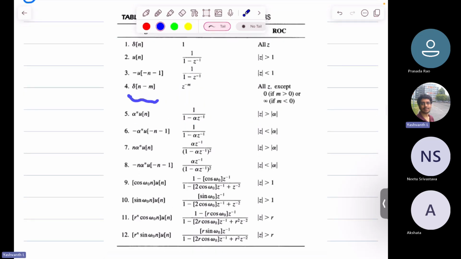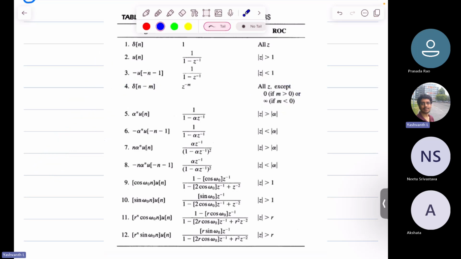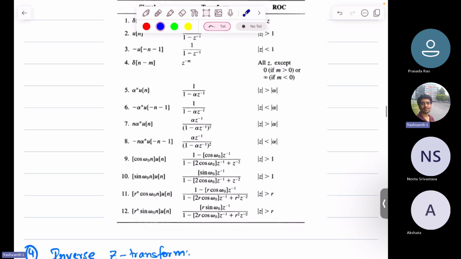Now, delta of n minus m is z power minus m. So again, the ROC is the entire z plane except basically 0 if m is greater than 0, and infinity if m is less than 0. So the way to check is just use delta of n minus m. Use the definition x of z is equal to summation x of n into z power minus n. Put the expression for x of n here and then evaluate the summation and then find out the ROC, just like how I solved the example a little while back. Okay, so now next is alpha power n into u of n.